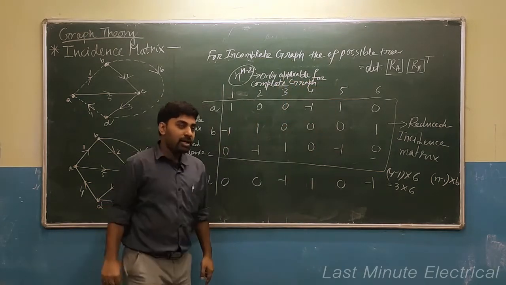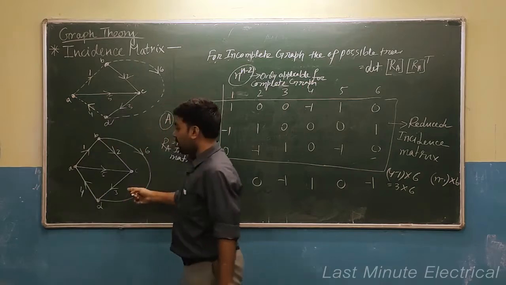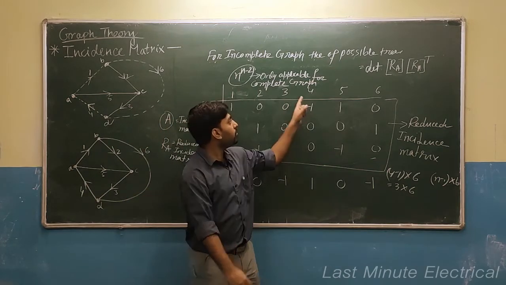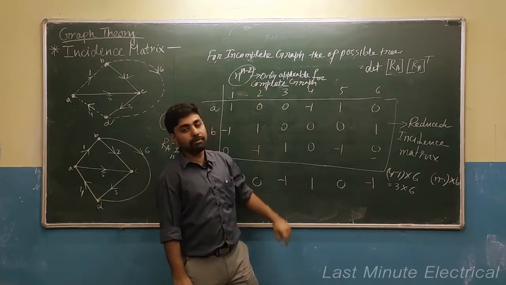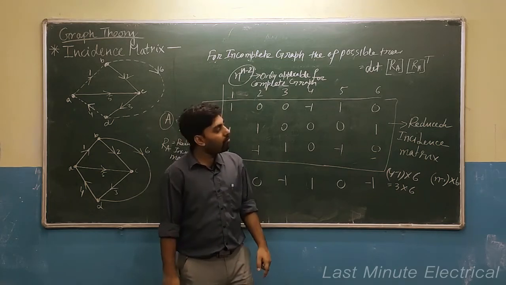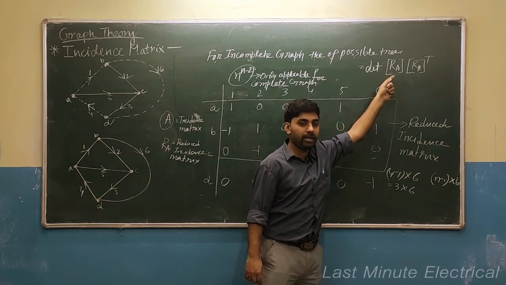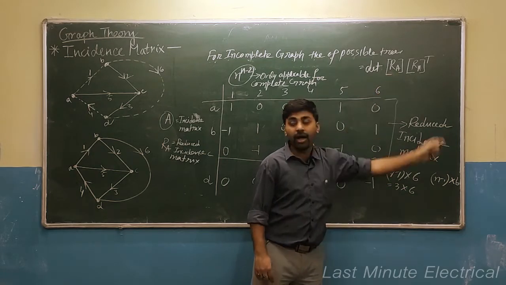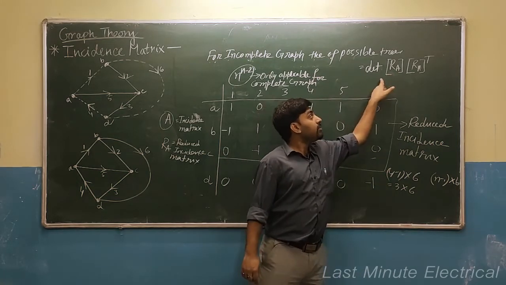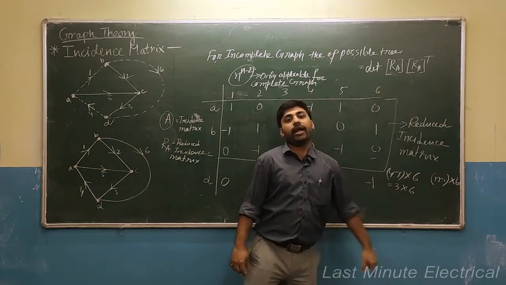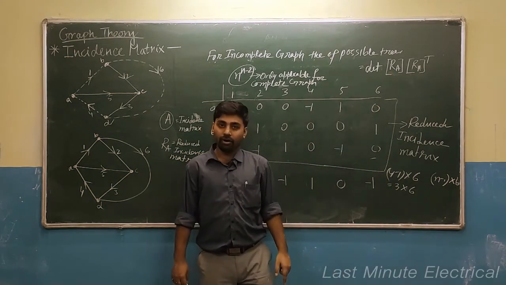Okay? So, this is our complete graph. From this formula we already know 16 possible trees are possible. Now, we will check it by this formula, because this formula is applicable for complete as well as incomplete graph. I will check whether our answer is 16 or not. So, let us check.